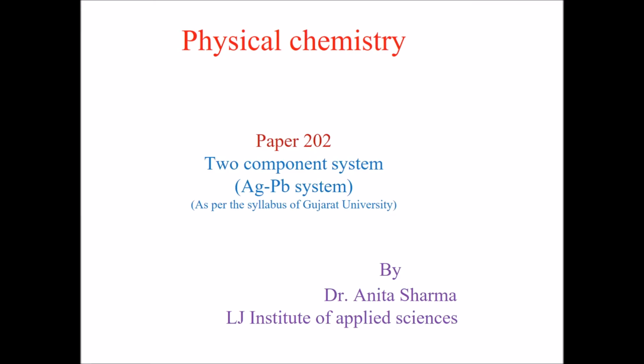In this lecture, I'm going to explain the phase diagram of a two-component system, and I'll take the example of the silver-lead system. So without further ado, let's begin. Physical Chemistry, paper 202. In this lecture, I'm going to explain the two-component system and will take the example of the silver-lead system as per the syllabus of Gujarat University.